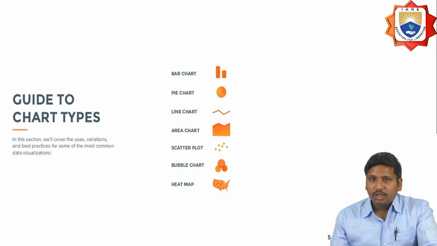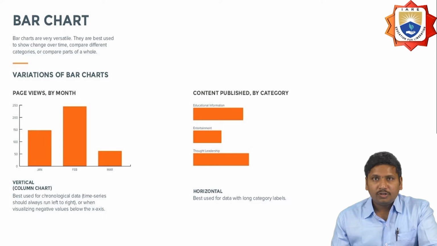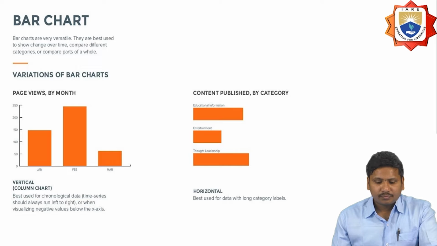Then guide to chart types. So we have the bar chart, pie chart, line chart, area chart, scatter plot, bubble chart, and heat map. These are some of the different types of charts that we have. The first one is the bar chart. Bar charts are very versatile, and they are best used to show change over time and compare different categories or compare different parts of the whole. Okay, so these are the bar charts.